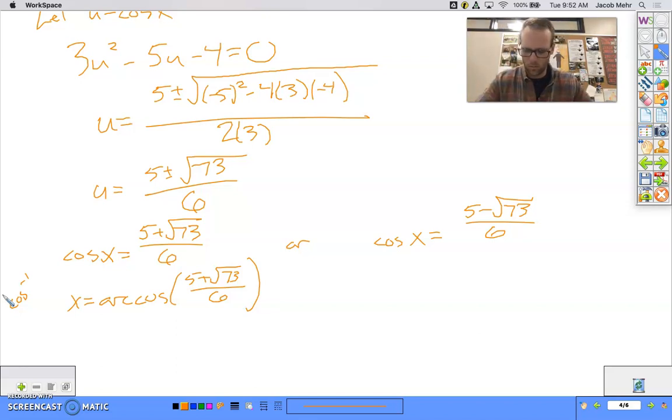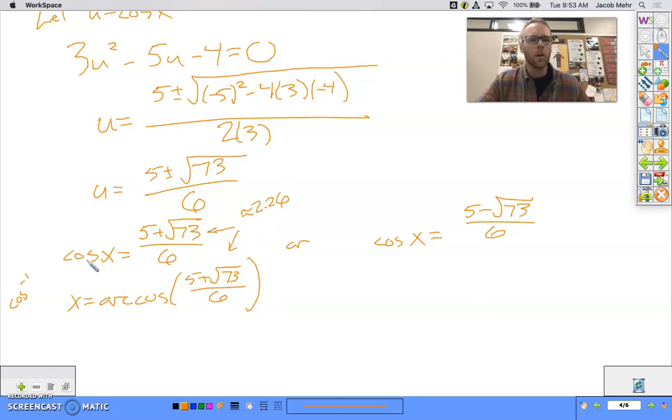Did I type it in wrong? Inverse cosine of 5 plus root 73 over 6. No, it looks good. Why am I getting this error message? Well, the error on my calculator actually says domain. If I just type in 5 plus root 73 over 6, I get about 2.26.